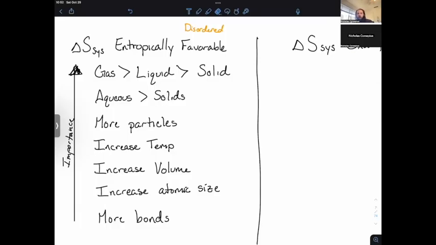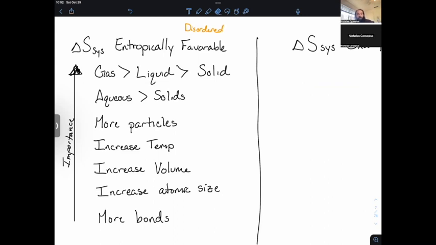All right, so we're going to continue our discussion of thermodynamics. Before coming into this course, you would have discussed this topic of enthalpy, the heat that's exchanged with a system and its surroundings. We expanded on that concept to introduce two new thermodynamic variables.